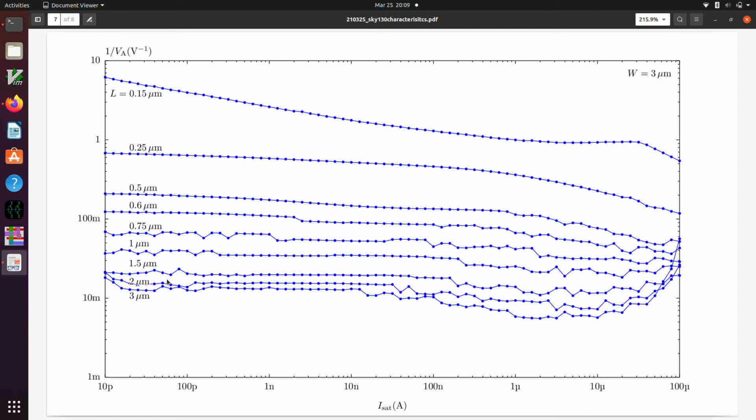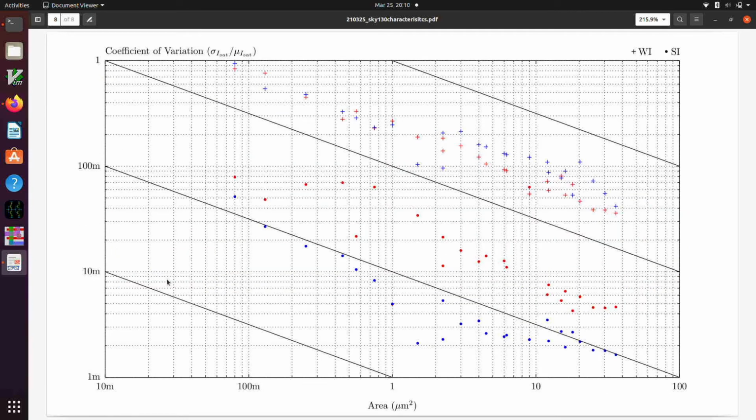So the last slide I have here is a summary of a bunch of Monte Carlo simulations that I ran with a bunch of different device sizes. And what I'm showing you here is a plot of the coefficient of variation of the current. So this is the standard deviation of the current divided by the mean of the current. So it's a per unit variation in the current.